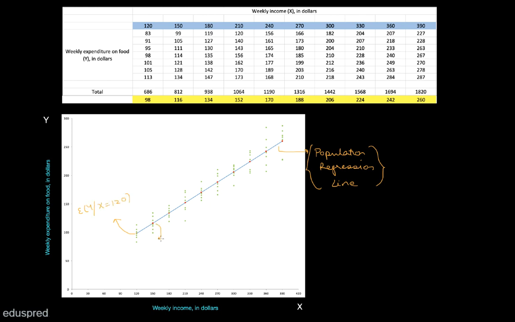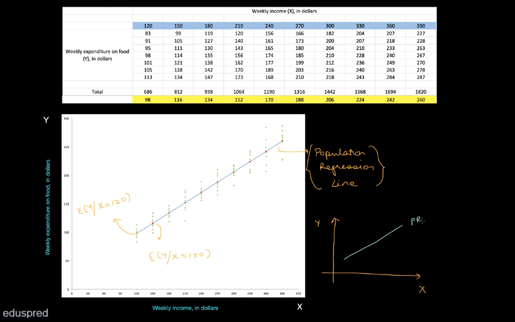This red dot over here is the expected value of Y given X equal to 150, and so on. So we plotted the conditional means of Y and we joined those conditional means of Y and we got the population regression line. Now let me draw a simple figure over here. Think of it in this manner: you have X variable over here and you have Y variable over here, and let's say this is your population regression line.